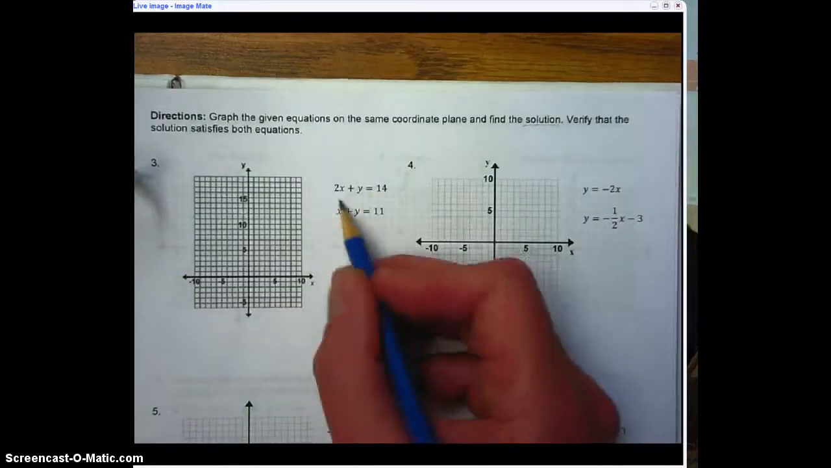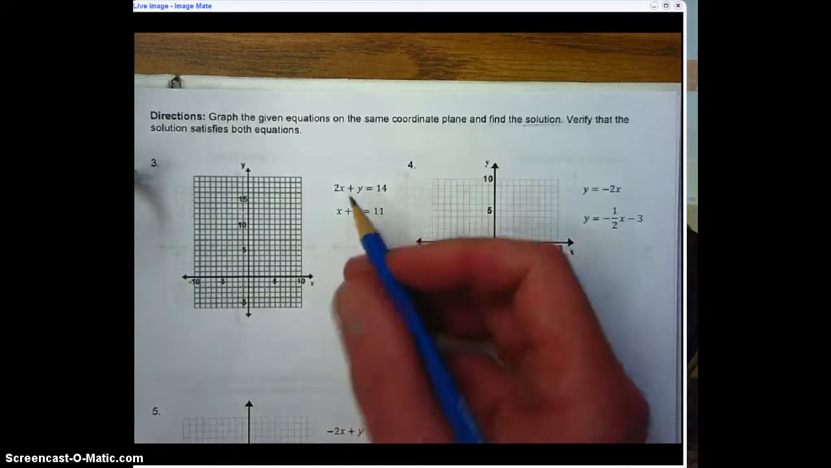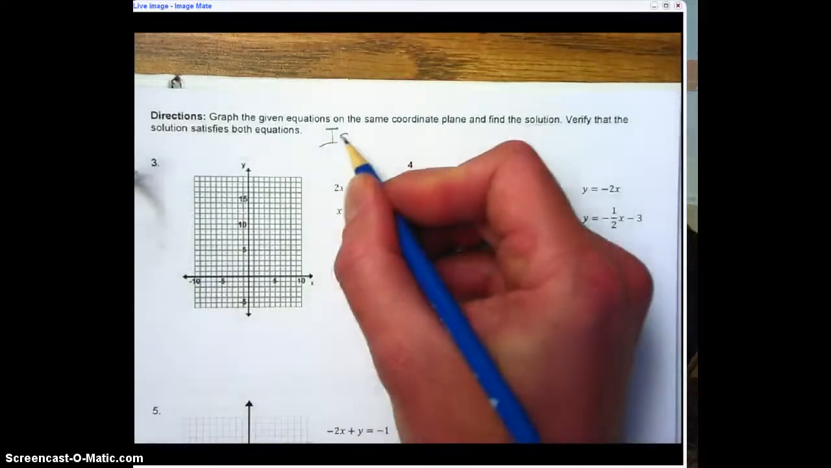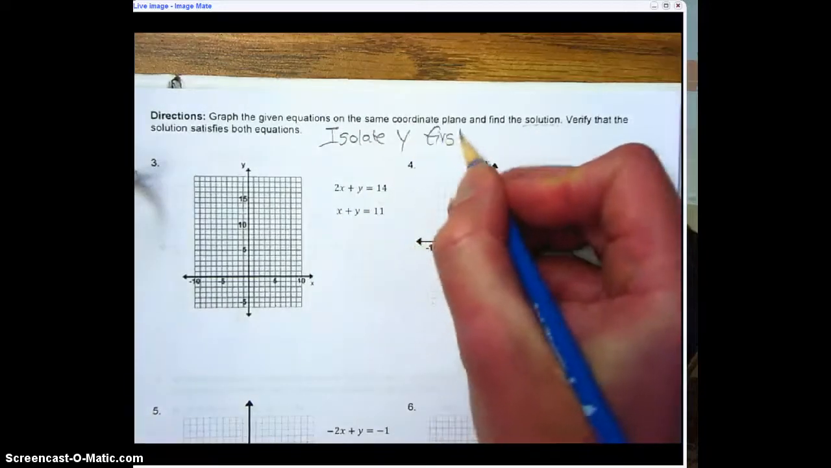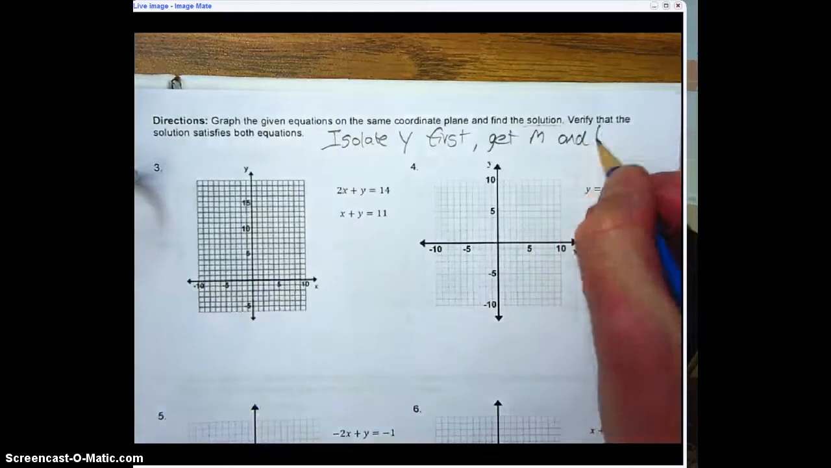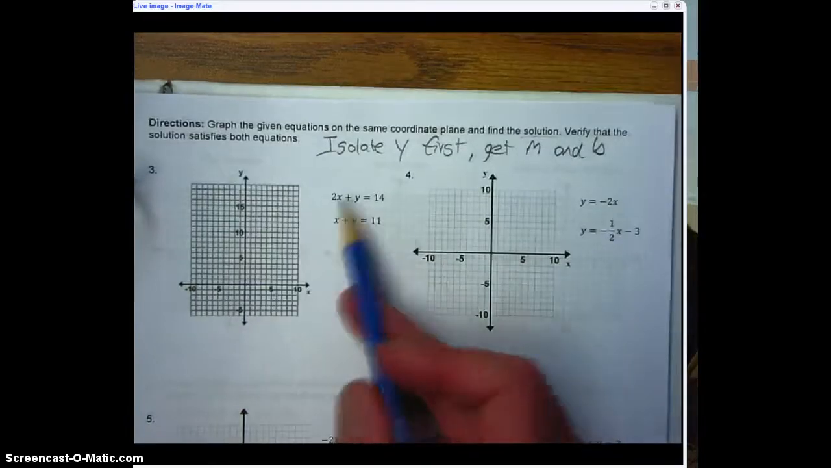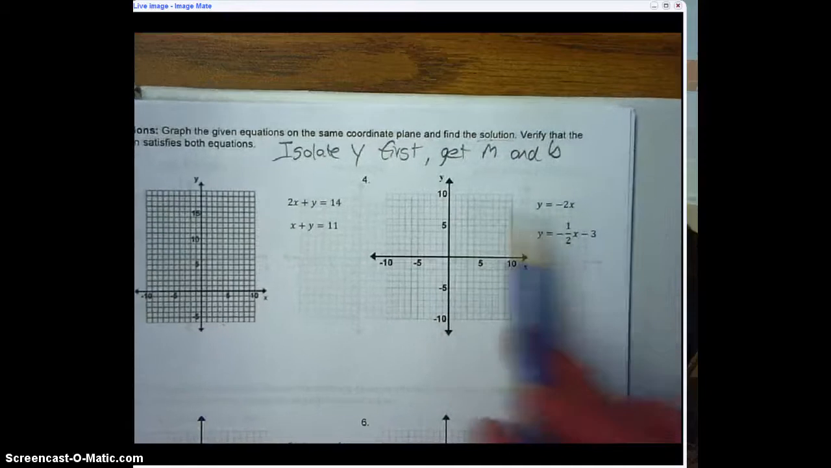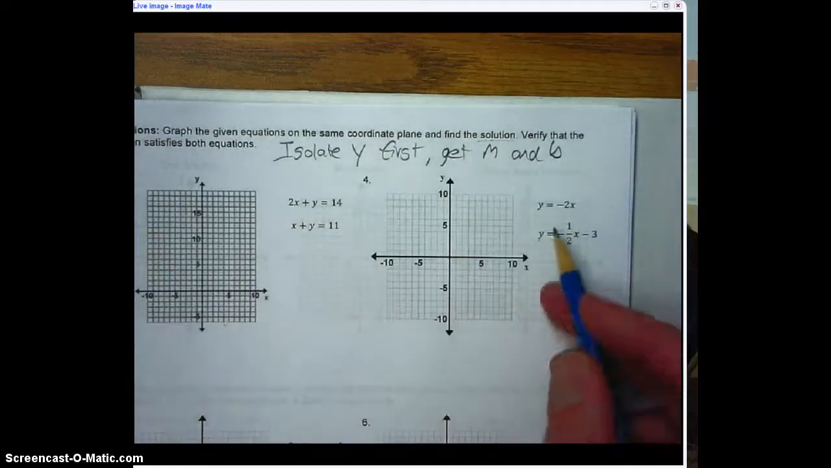So, super fast. What's wrong with this equation and what's wrong with this equation? Why can't we graph them as they sit? Your answer should be because you need to isolate y first, get m and b. That's true for all of these. So since number 3 has some work to do, let's start with number 4, which already has y isolated. We're going to come back and do number 3, but let's begin with number 4.